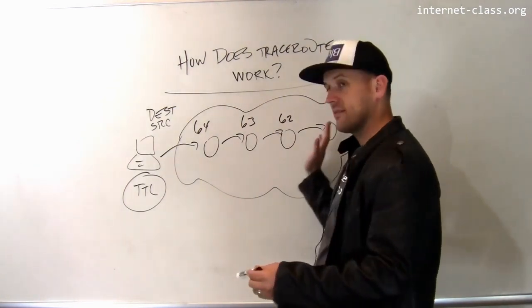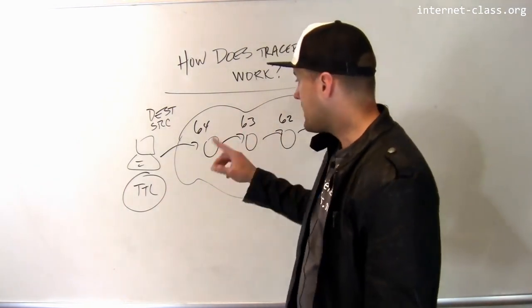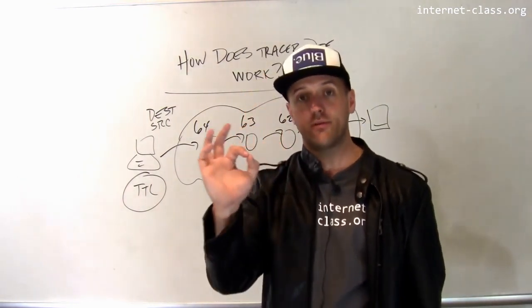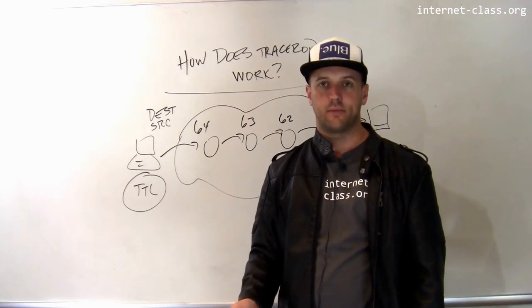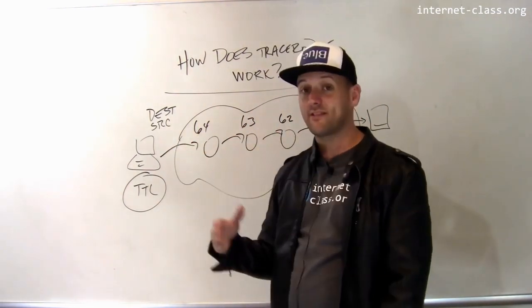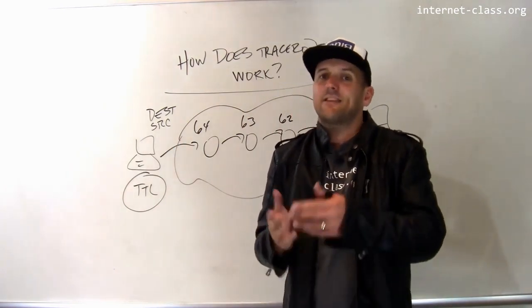Now, normally this all works fine. But the way that this is used to prevent routing loops is if the time to live ever reaches 0, the packet is dropped. So a time to live of 0 means this packet has been transmitted now for maybe 64 hops, and the idea is that that's too many.